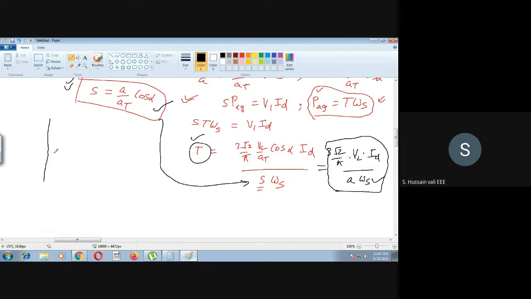Of course, one thing I will tell you. One more thing is that we'll put here. Once again, we'll put here. Omega S, we can write it as omega R into 1 minus S. I hope you know this thing. Okay. So is this correct? I don't think so. It is not this relationship. So there is a relationship between.